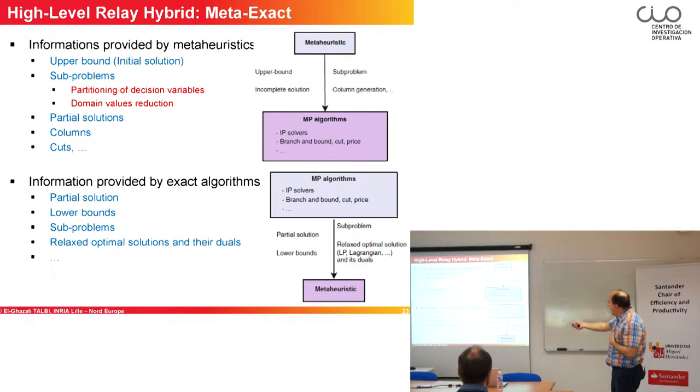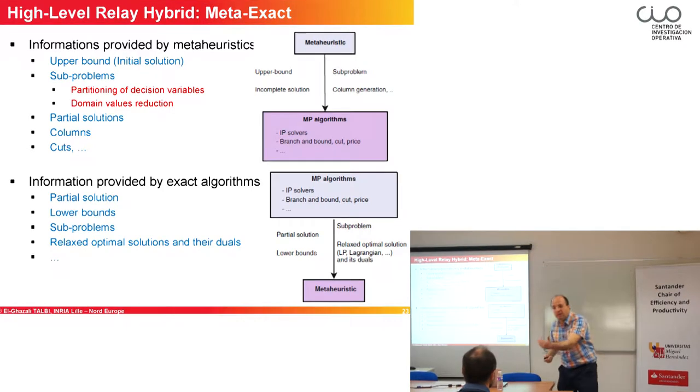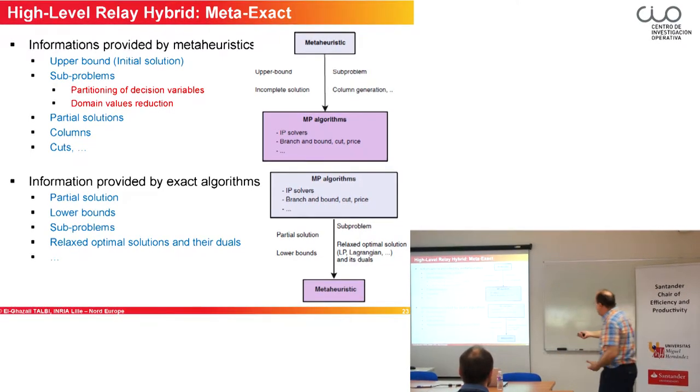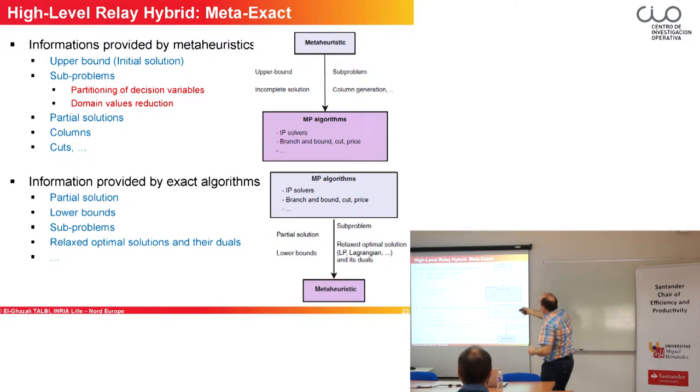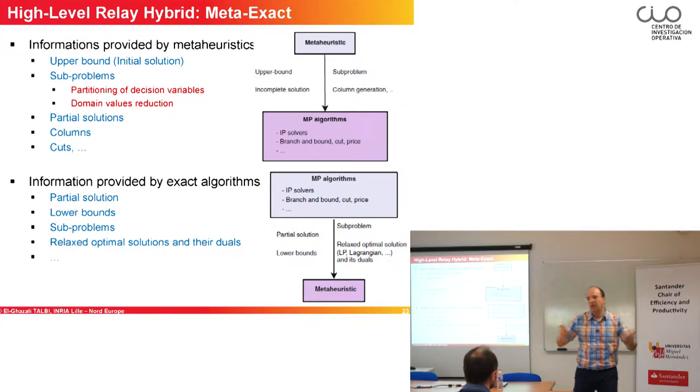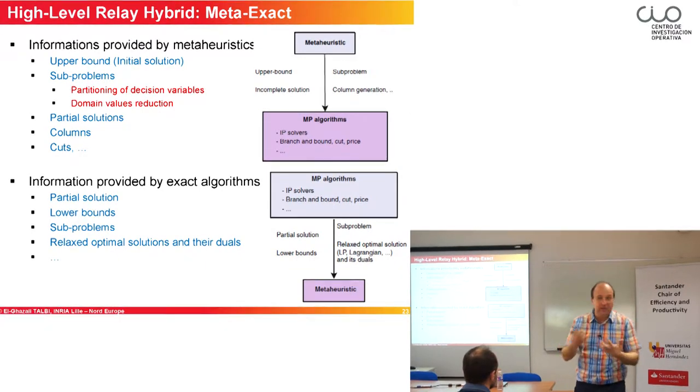Now, if you start with mathematical programming, I can give you some lower bounds. If I relax the problem, I can give you some nice lower bounds. I can give you some nice sub-problems. I can give you some nice partial solutions, and then go on to fix the rest of the solution. So the idea here is which kind of information provided by metaheuristics and by exact methods can help the two. And believe me, there is a lot of information that can be exchanged.